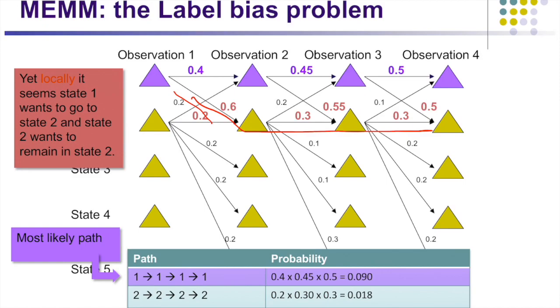If you multiply them with each other, it's going to be 0.9 multiplied by 0.6, which is less than this, less than this one, less than this one. So the local decision is not optimal.